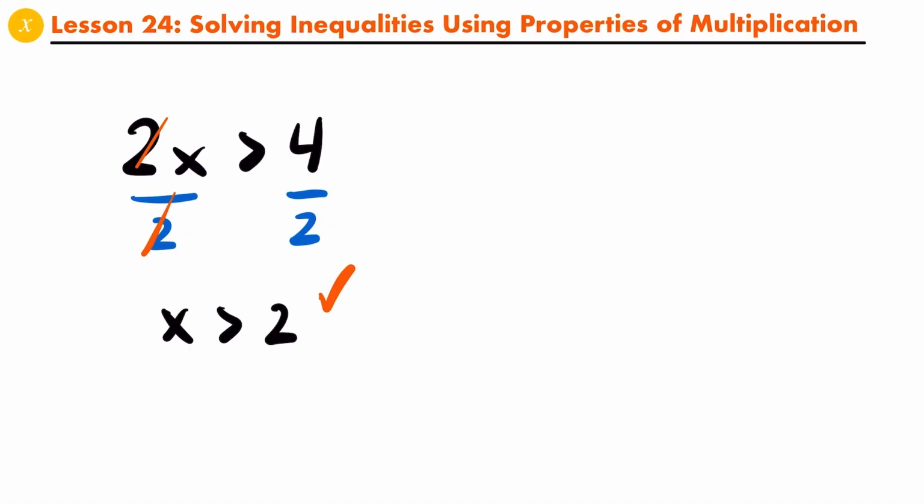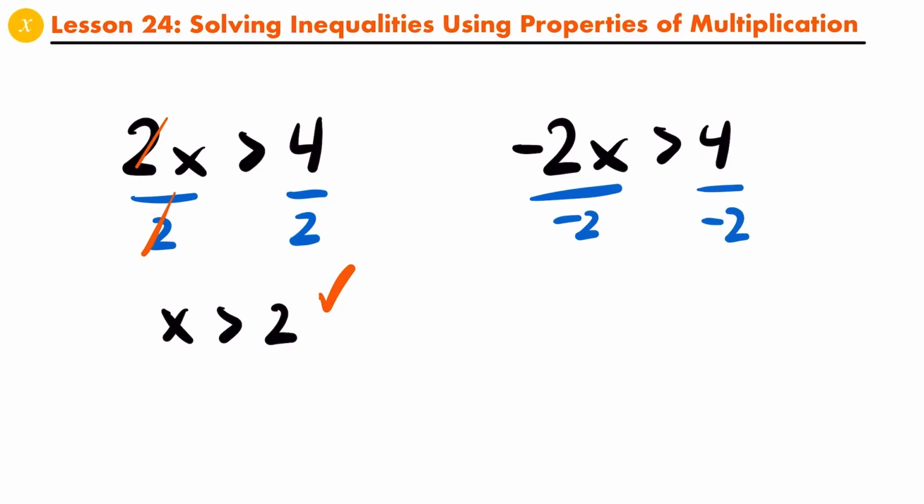But now what if we had a slightly different inequality? Let's say we had negative 2x is greater than 4. In this case, in order to solve for x, we would want to divide both sides by that coefficient of negative 2. So let's do that here. Let's divide both sides by negative 2. These negative 2's will cancel out, just leaving you with x. And now, just for the sake of this demonstration, I'm going to leave the inequality sign alone for right now. So we'll have x greater than 4 divided by negative 2, which is negative 2.